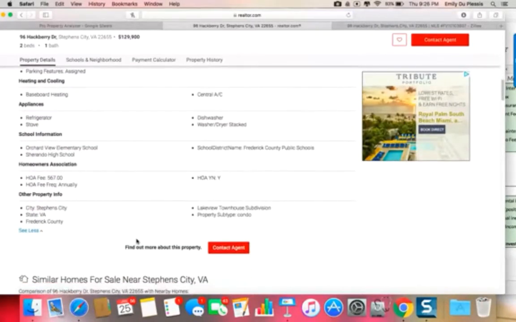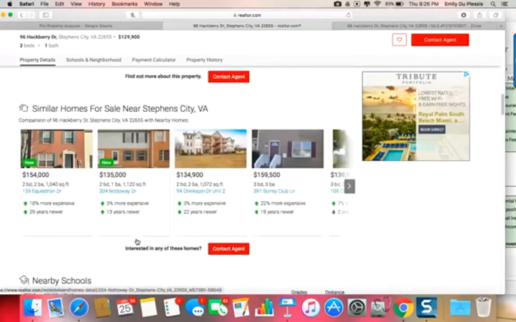So my little tidbit, or I guess my nugget of tips for you tonight, is that when you find a property that you're interested in, maybe check it out on a couple of different sites and see if the information is accurate or not.